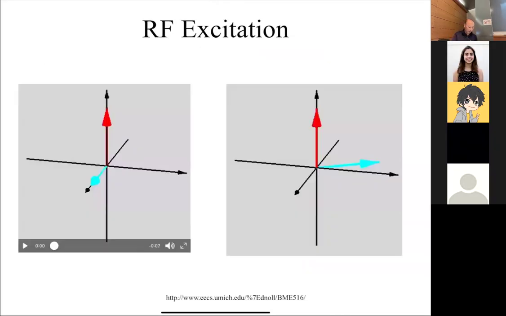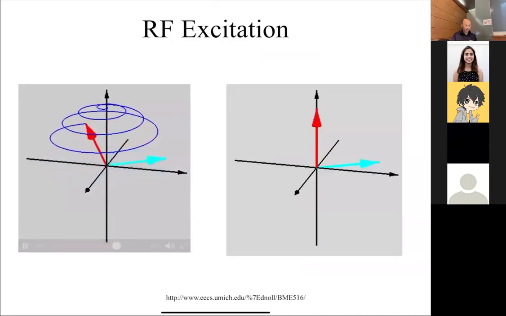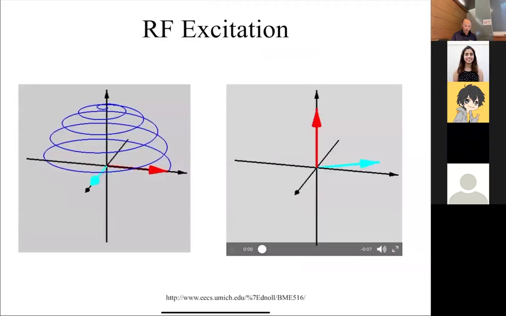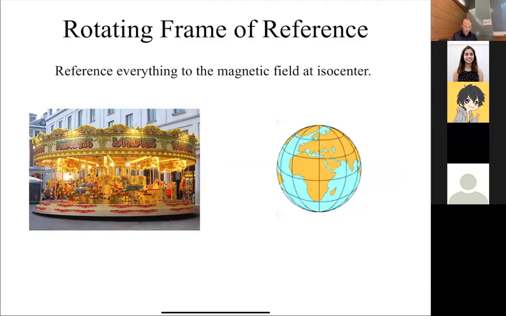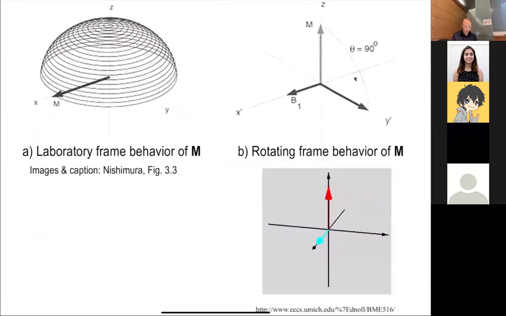We talked a little bit about how important it is to be on resonance. If the blue arrow is the B1 field and the red is the magnetization, and if we're on resonance, that's what allows us to get that magnetization off the equilibrium state. And if we are not applying it on resonance, then the magnetization stays very close to the B naught field.